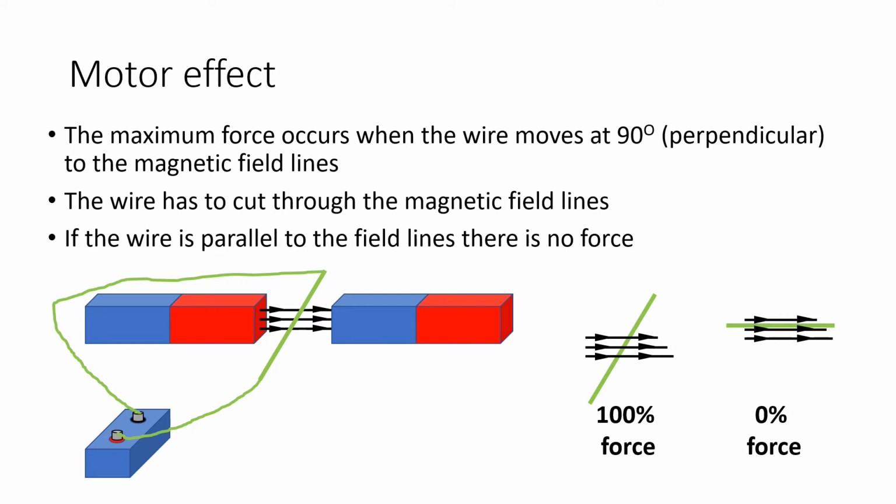If we change the angle between completely parallel and 90 degrees or perpendicular, we can change the amount of force. As we get closer to perpendicular or 90 degrees, we increase the force up until the maximum. As we move more towards a parallel arrangement, then we are reducing the force and we're getting closer to zero when they're parallel.